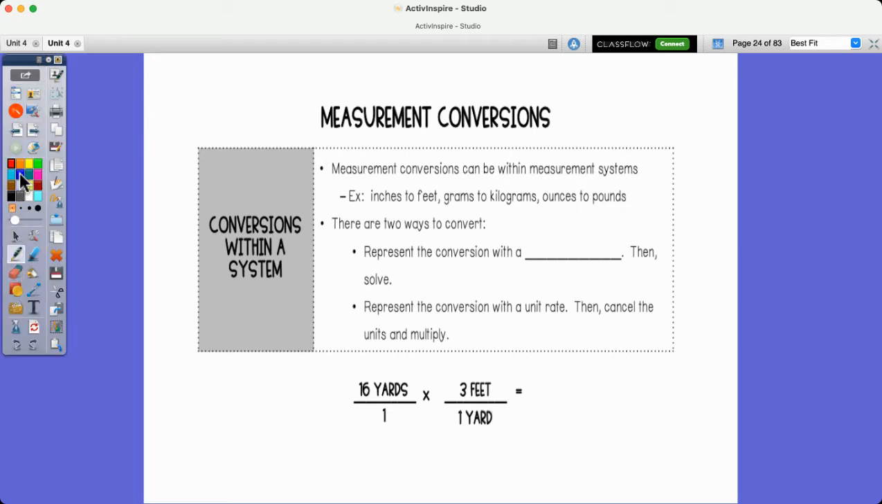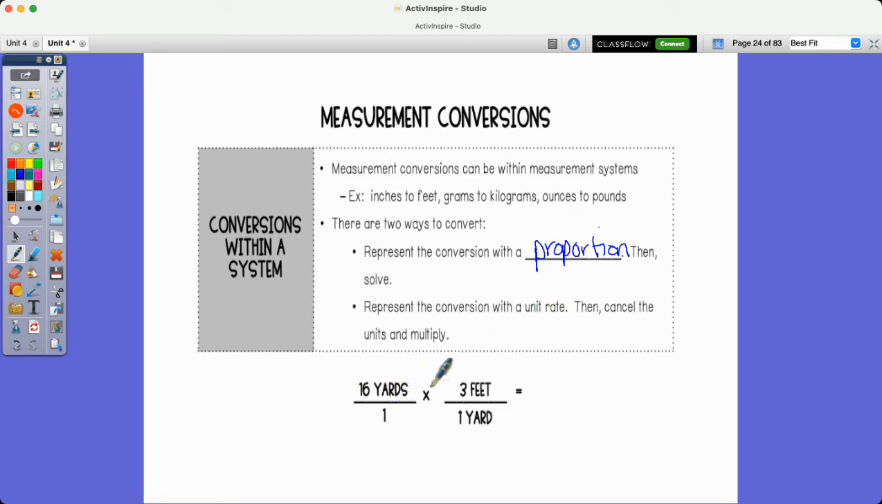Measurement conversions can be within measurement systems, for example, inches to feet, grams to kilograms, ounces to pounds. There are two ways to convert. The first way is a proportion, and then you solve. And the second way is to represent the conversion as a unit rate. Then cancel the units and multiply.